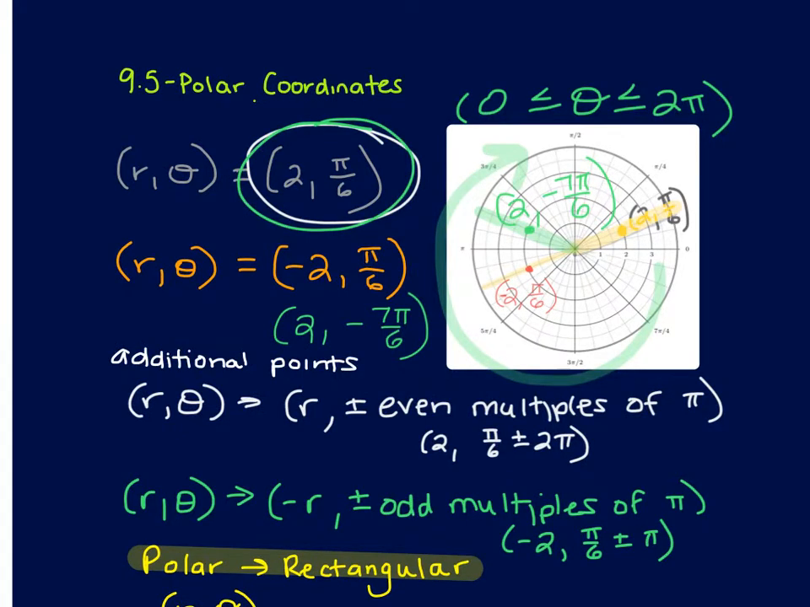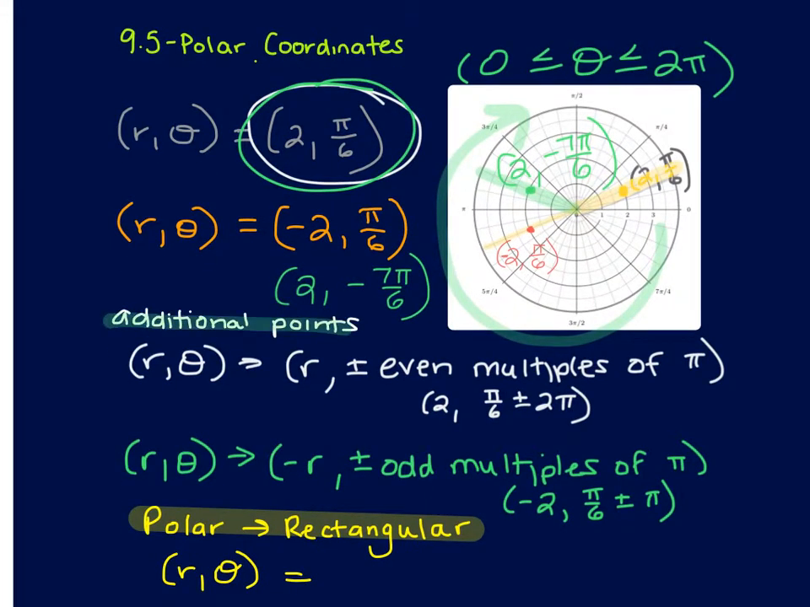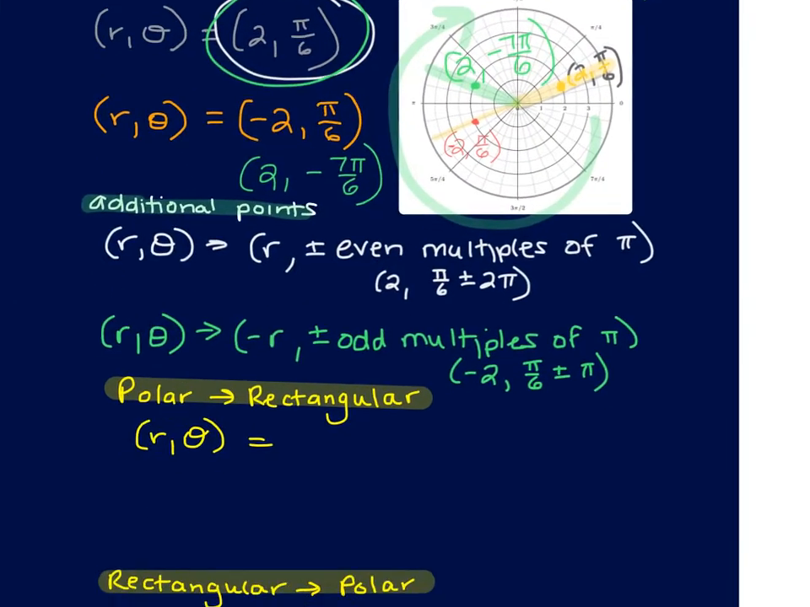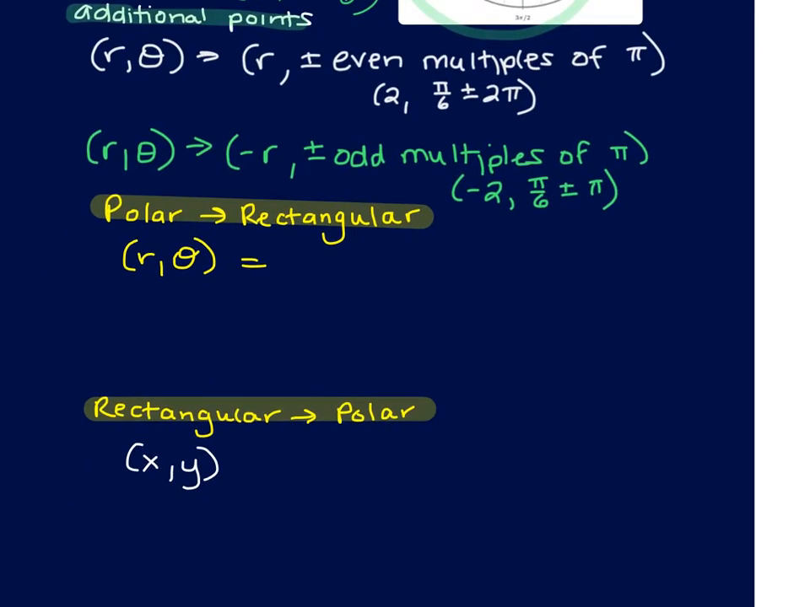Questions on additional points? So first thing we did was find the actual point, locate it, graph it. Then we found additional points, which is, again, keep the r, add and subtract even multiples of pi, change the r's sign, add and subtract odd multiples of pi. And then we converted from polar to rectangular and rectangular to polar.